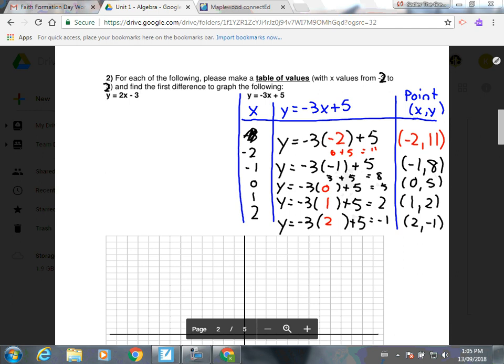Okay, then we're going to graph this. Do I need to show you the graph, or can you guys graph? So are we going to graph all of these? We're going to graph all those points and connect the dots. I'll do the first one for you, okay?